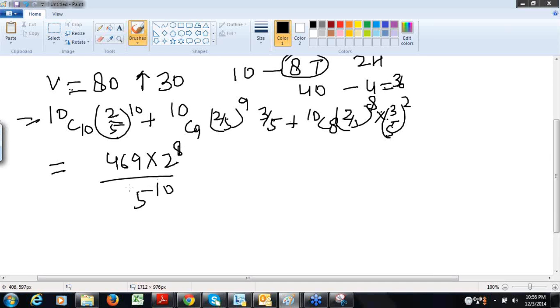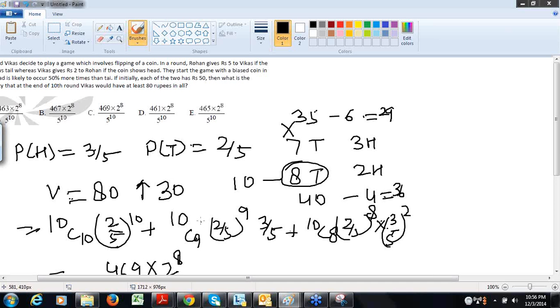We have an option number C. We will go ahead and mark option number C as the right answer. Everybody got this? Still has a problem? Anybody? Option number C.